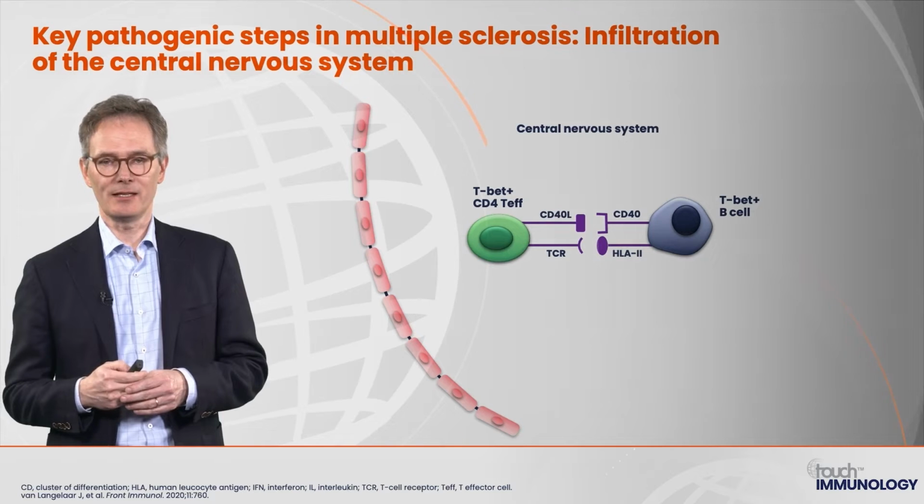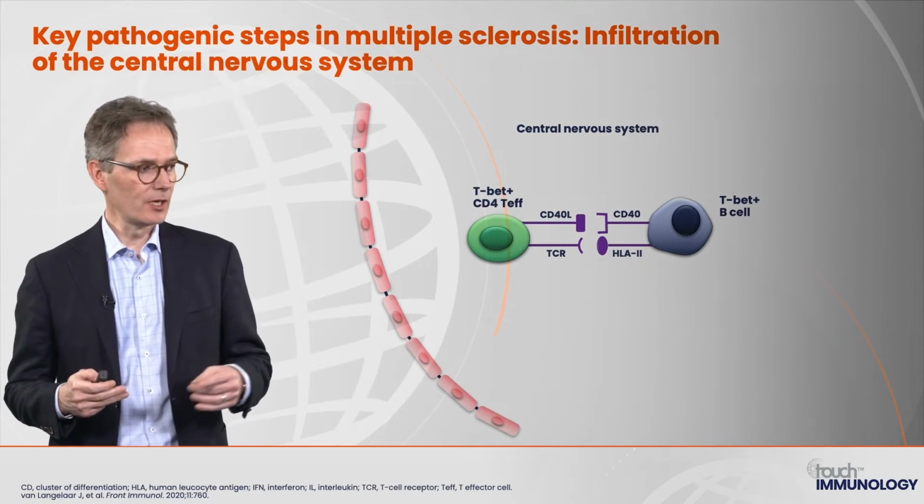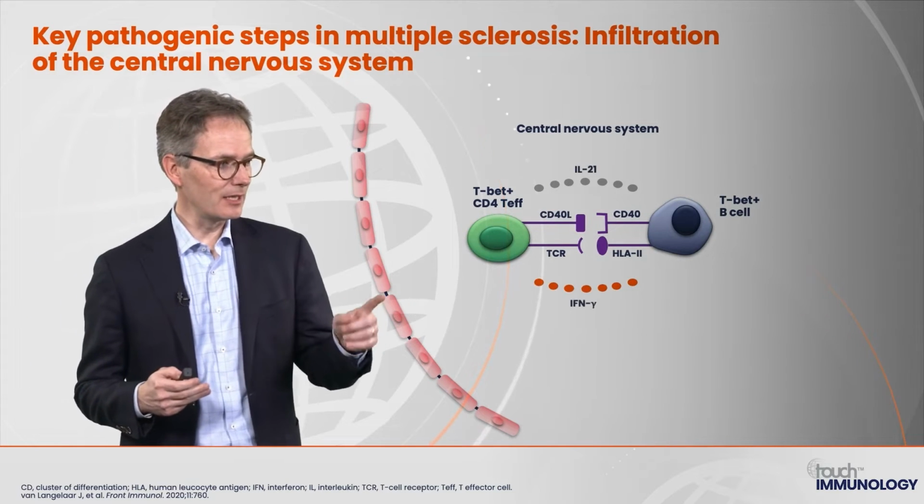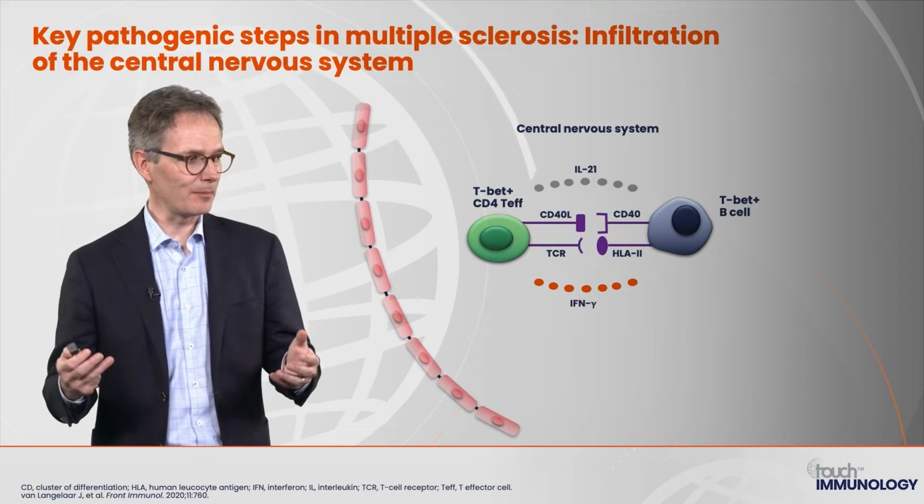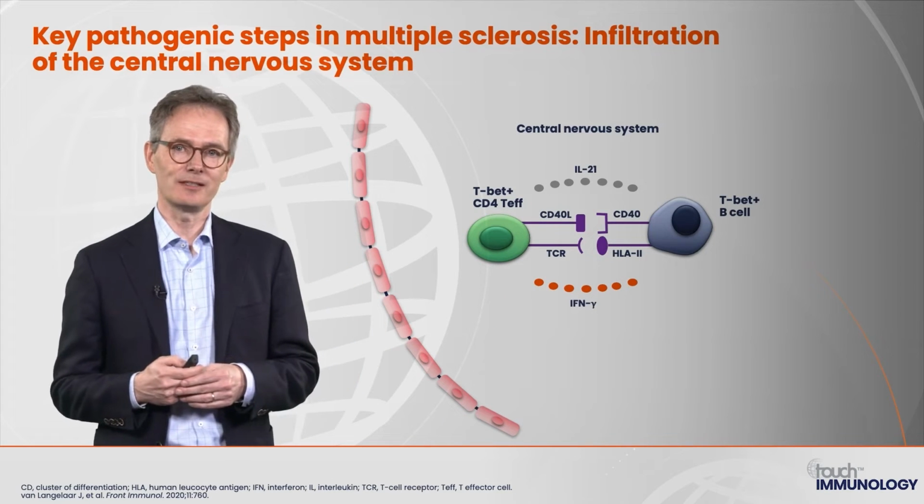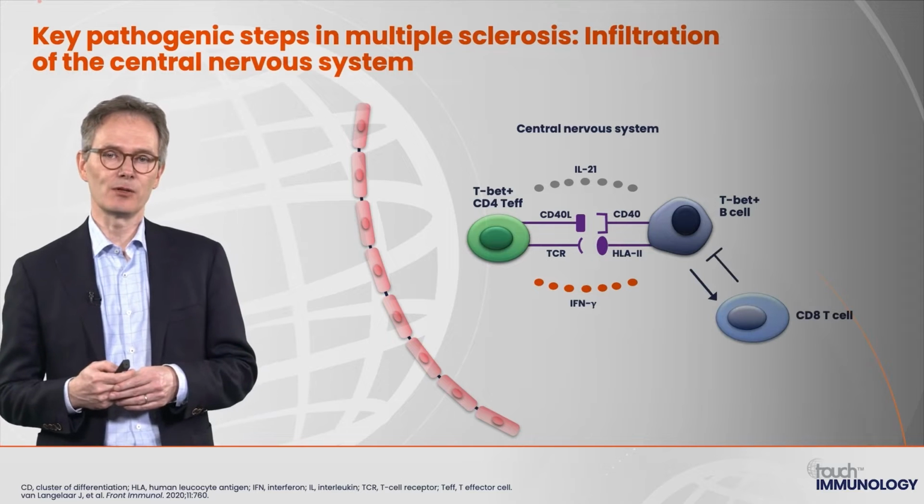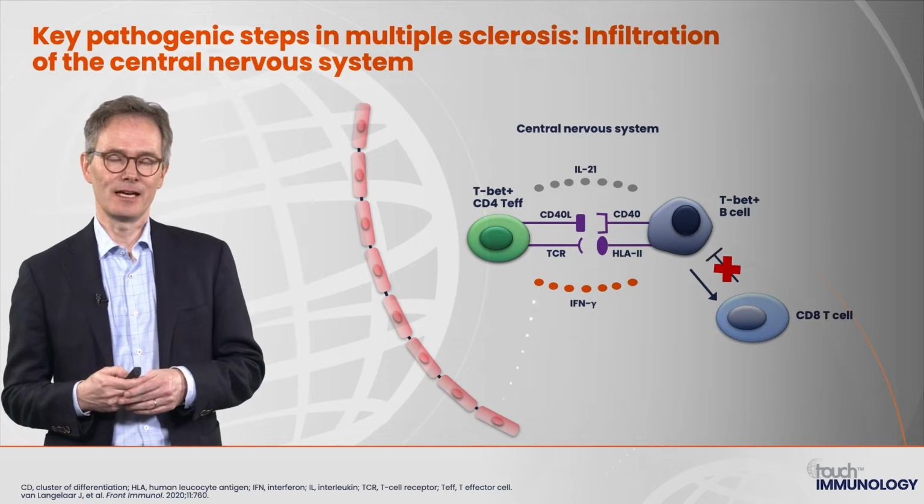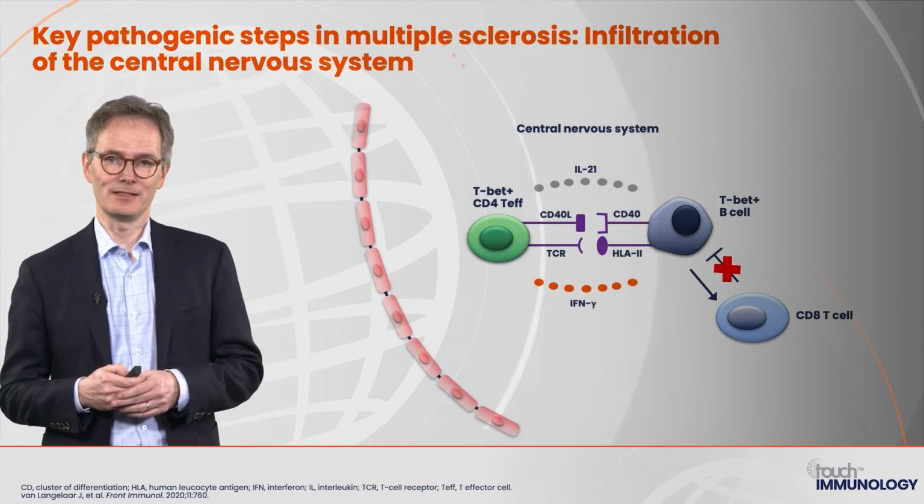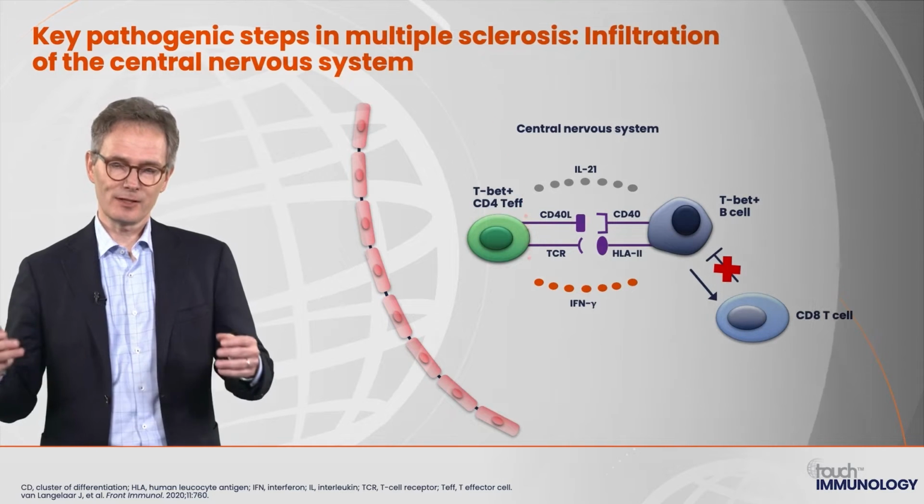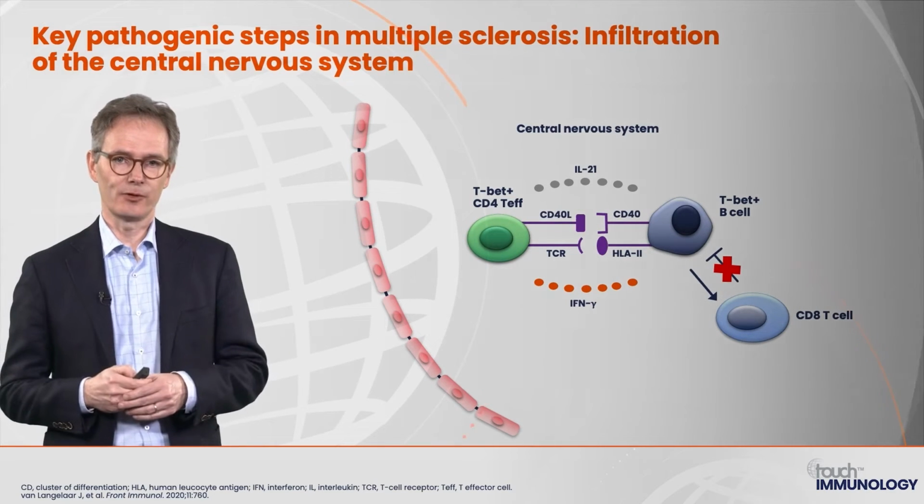This can happen again, like I showed you in the lymph node, with the interaction of T and B cells. So the B cells present their peptide. The T cells recognize it via the T cell receptor and get activated. But also other antigen-presenting cells can activate the T cells. And then, after this activation, the T cells migrate further into the brain tissue.